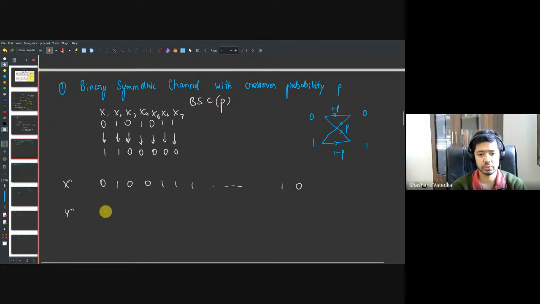So if you look at the output sequence, you get another sequence of bits. In the output sequence, roughly p of the bits are going to be the complement of what they are in the input sequence, and roughly a 1 minus p fraction of the bits are going to be the same as in the input sequence.